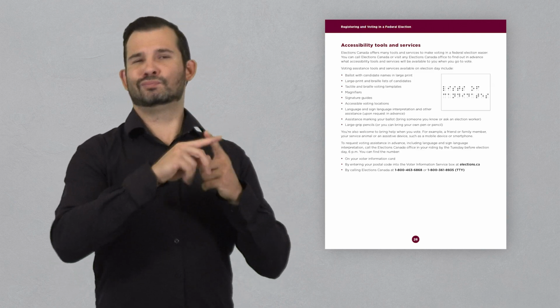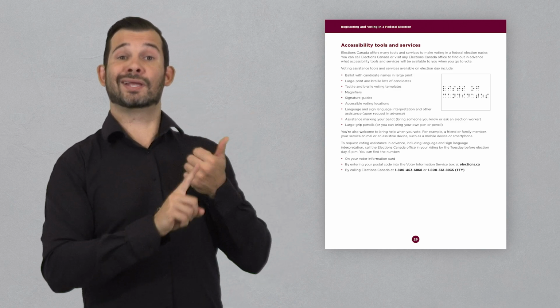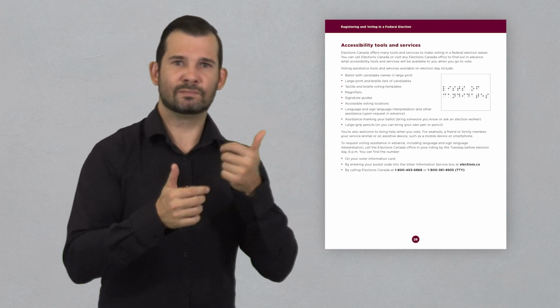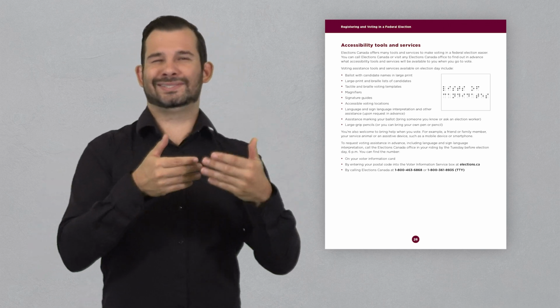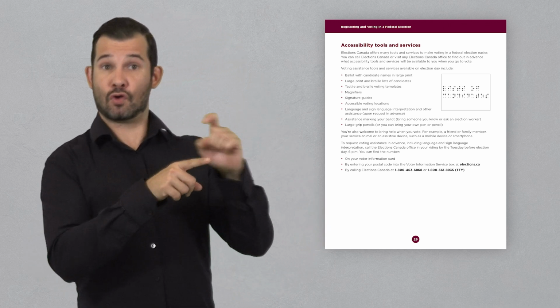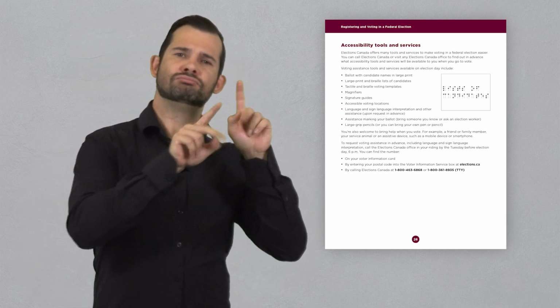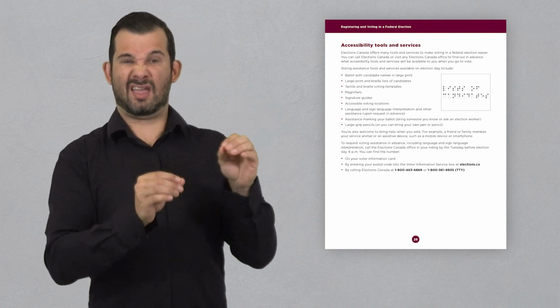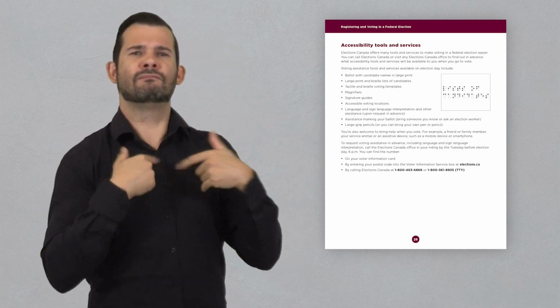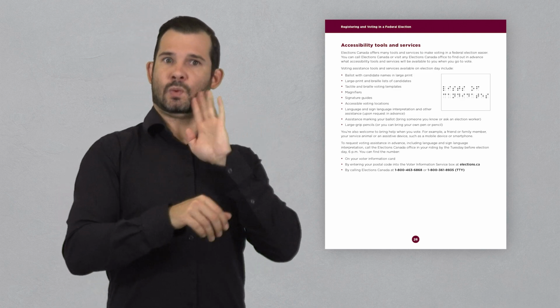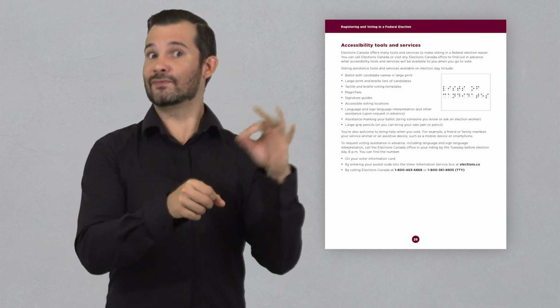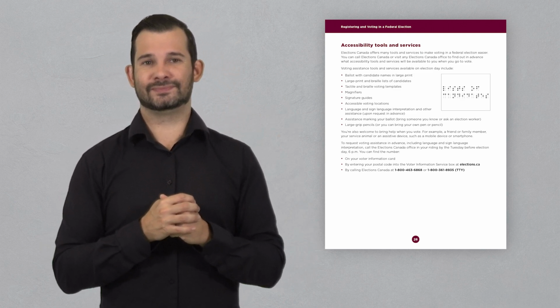Accessibility tools and services. Elections Canada offers many tools and services to make voting in a federal election easier. You can call Elections Canada or visit any Elections Canada office to find out in advance what accessibility tools and services will be available to you when you go to vote.